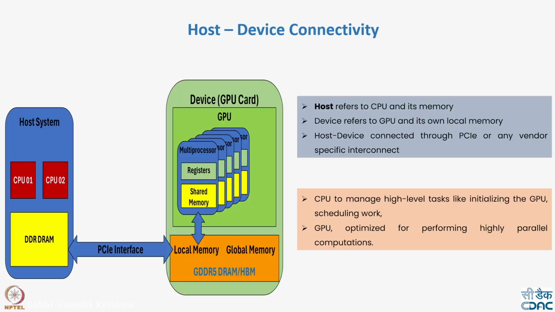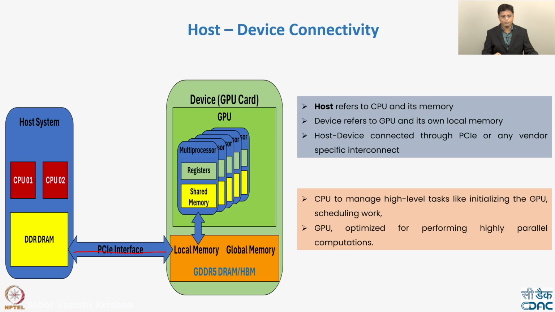Now, let us discuss host device connectivity. As we have seen, in a compute node, especially a GPU compute node, CPUs are available on the board. Additionally, GPU cards have been added, and these cards are placed in the PCI slot, and the CPU and GPU always communicate with the help of the PCIe interface.